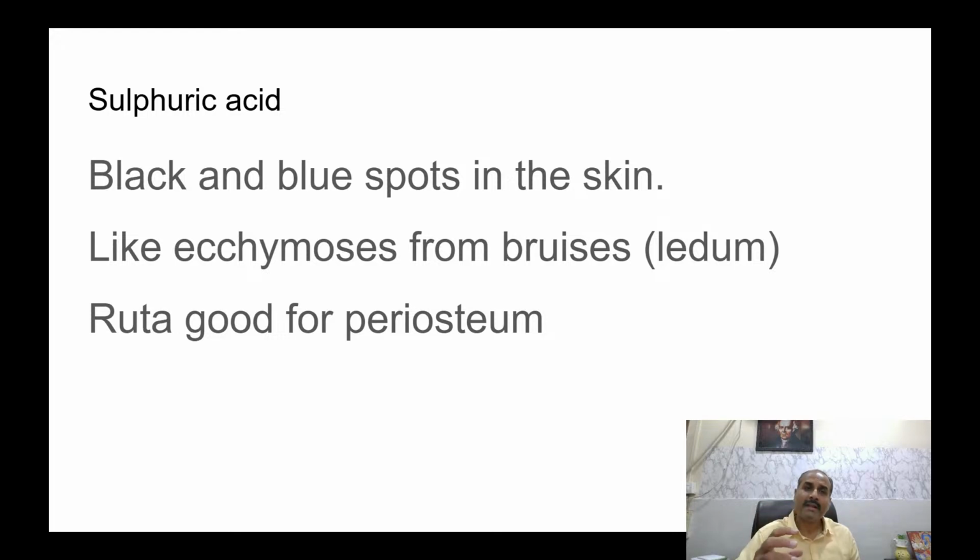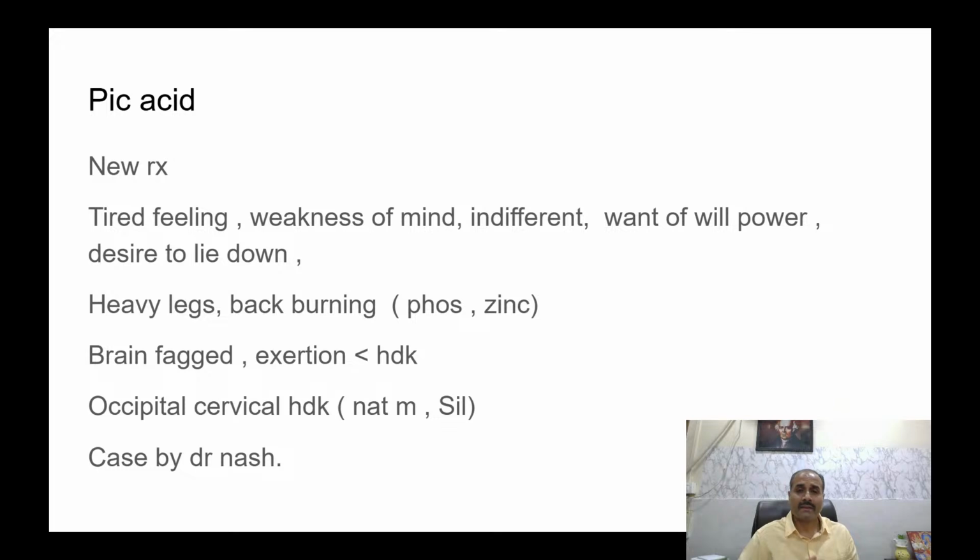The pain may not be there, but the contused area remains green or blue in nature. Ledum and sulfuric acid can be thought of. He mentions how to differentiate from Ruta. Ruta will act more on the periosteum and there will be a dull pain somewhere within. But sulfuric acid will not have that pain, only the spot or the discoloration remains. That's where you should think of sulfuric acid. And he finishes this remedy and goes on to the next, which is picric acid.